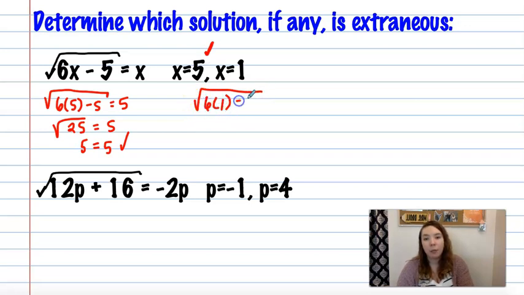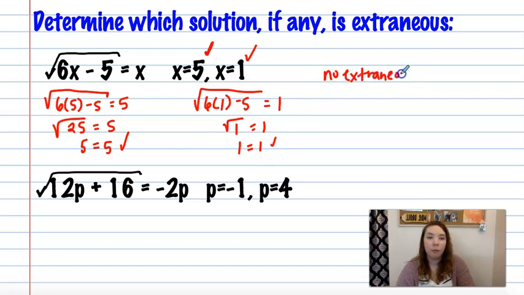So 6 times 1 minus 5. So 6 minus 5 is 1. Square root of 1 is 1. So they actually both work. So we're going to say no extraneous solutions. They found two solutions and they both are correct. So there are two solutions to this problem.